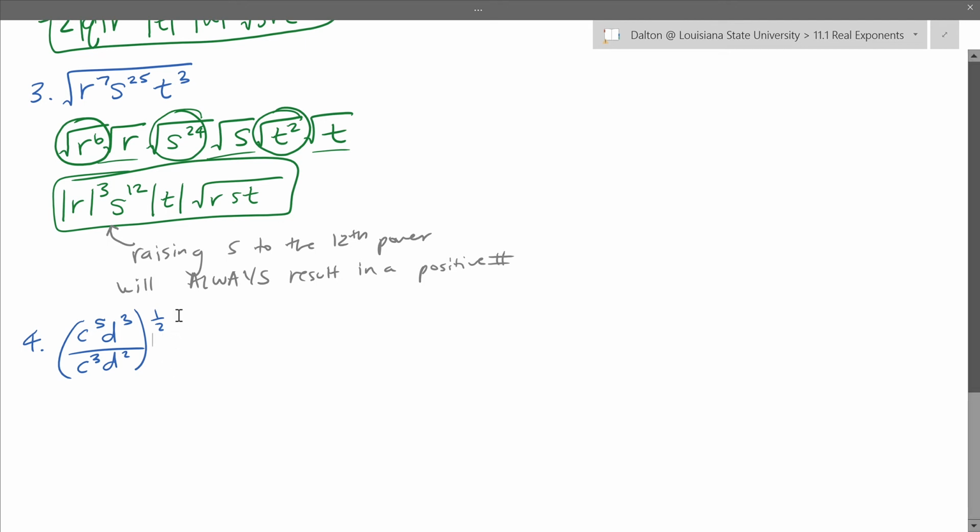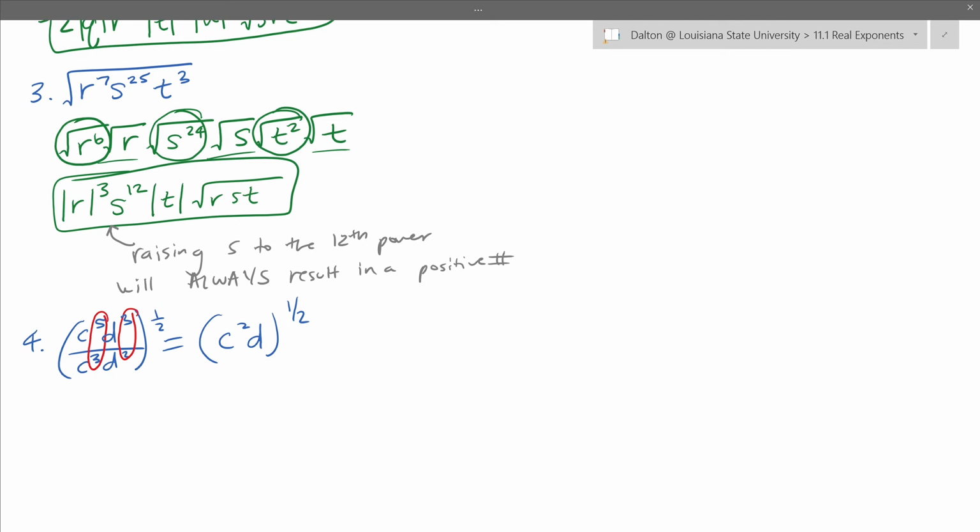Some of you may go ahead and distribute this 1/2 to all of the terms on the inside. Some of you are going to do like I'm going to do, which is take care of our quotient rule first, which is that if I'm dividing terms and they have the same base, I'm going to subtract the exponents. So c to the 5th over c cubed, 5 minus 3 is c squared. And then d cubed over d squared is just d. All of that to the 1/2 power. Now, raising something to the 1/2 power is the same thing as taking its square root. So you could rewrite it in that fashion, or you can leave it as it is and think about distributing this 1/2 to both of those terms.